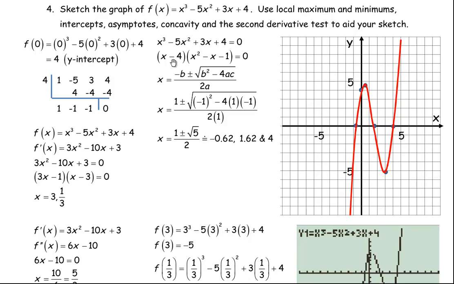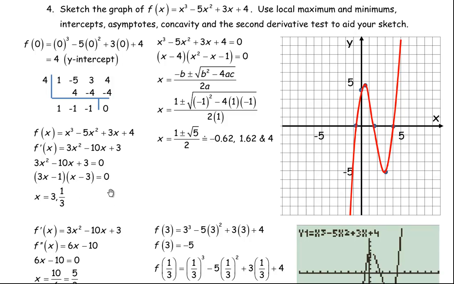The 4 actually comes from the x minus 4 factor. So there's 1 root here and then 2 roots in this, so there are 3 roots altogether. So the graph goes through the x-axis at 4, at 1.6, and at negative 0.6 right there. So that's where those 3 points come from.